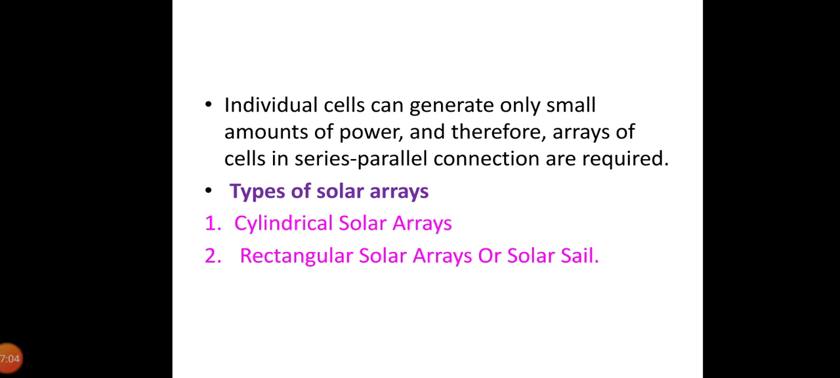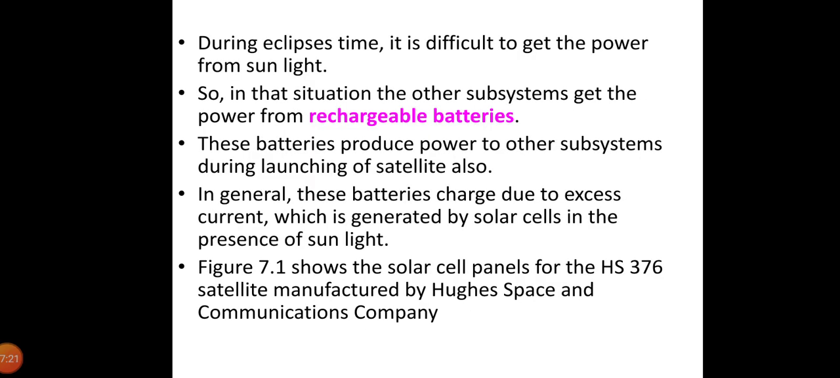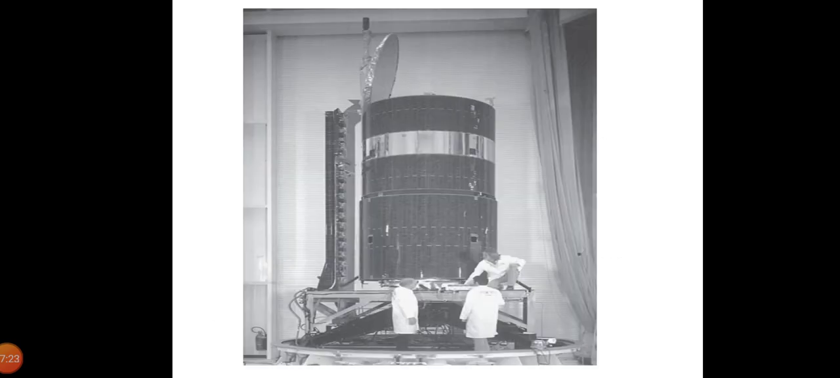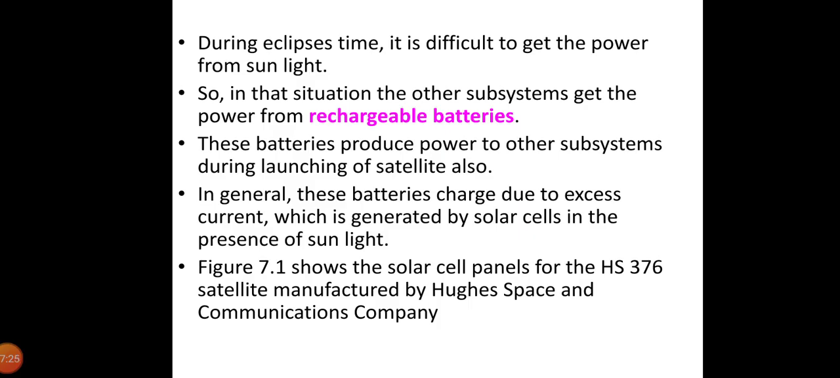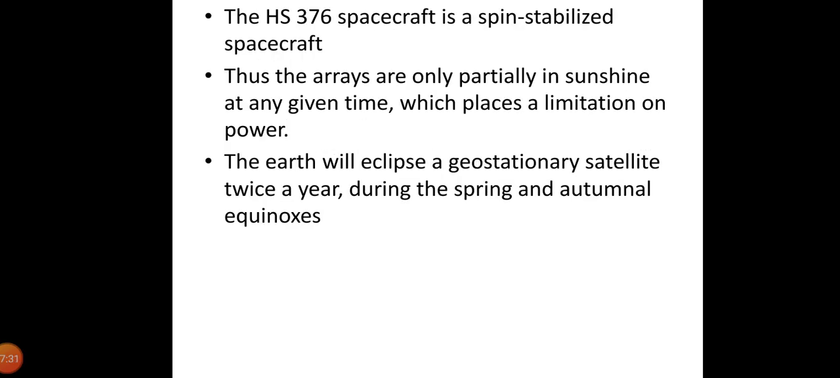Individual cells can generate only a small amount of power, and the two types of solar arrays are cylindrical and rectangular solar arrays. Higher powers can be achieved if the solar panels are arranged in rectangular form. This diagram shows the solar cell panels for the HS376 satellite manufactured by Hughes Space and Communication.